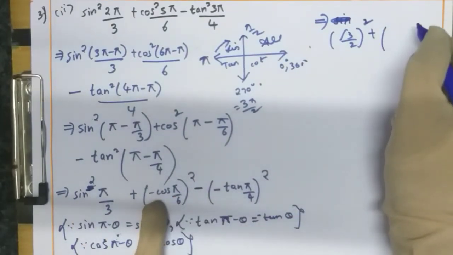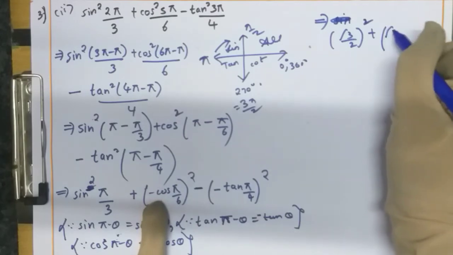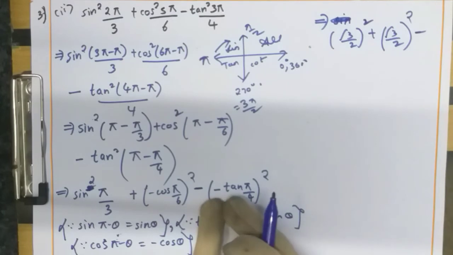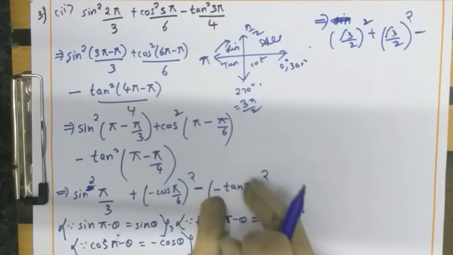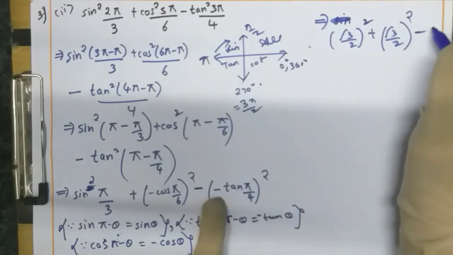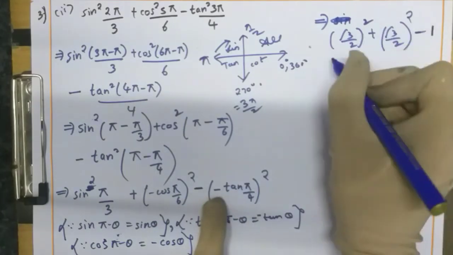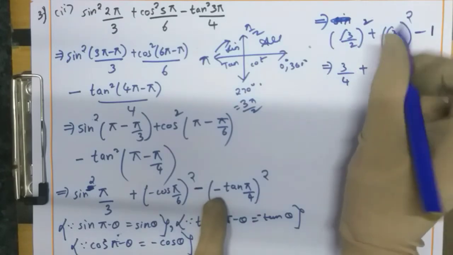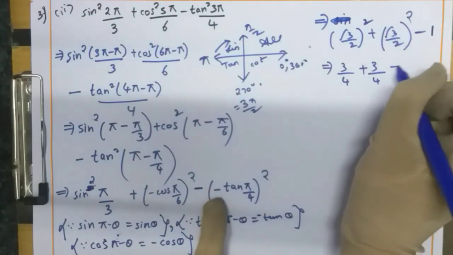Cos 180 by 6. 180 by 6 is 30. What is cos 30? Cos 30 is also root 3 by 2 whole square. Minus, I have, again, minus is there in the bracket. Minus into minus is plus. Tan 180 by 4. 180 by 4 is 45. Tan 45 is 1 I have. Right, 1 whole square is 1 only. Now root 3 into root 3 is 3, by 2 whole square is 4. Plus root 3 into root 3 is 3, by 2 whole square is 4, minus 1.